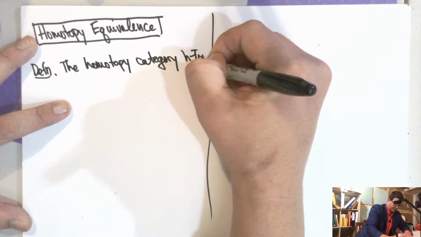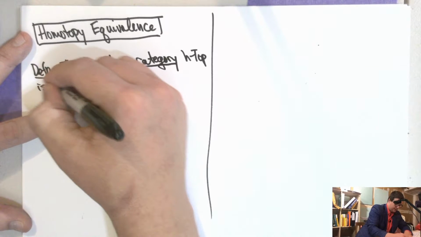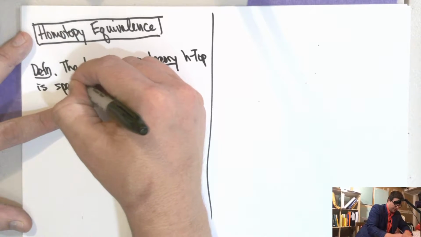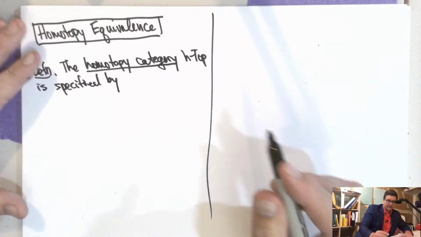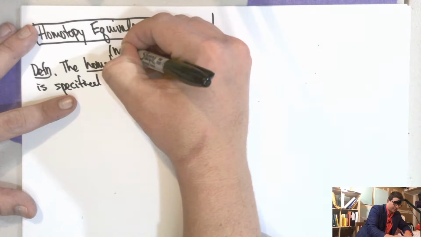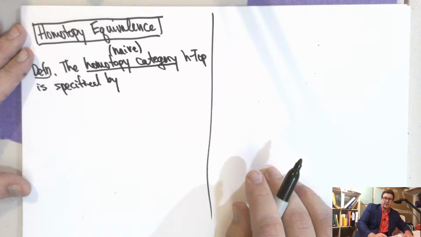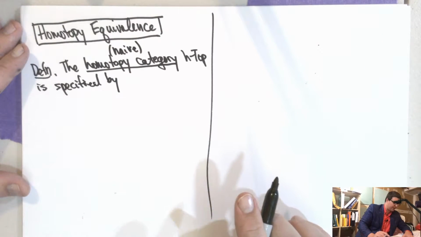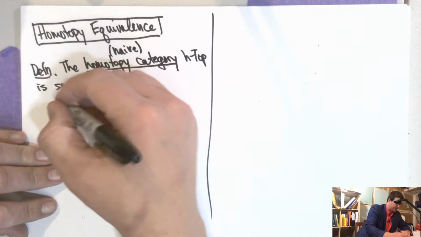H top, is specified in the following way. So this is really the naive, maybe I should put, this is the naive homotopy category. There's other homotopy categories that people talk about a lot, and this is not the kind of fancy version. This is kind of the most basic version of this stuff.